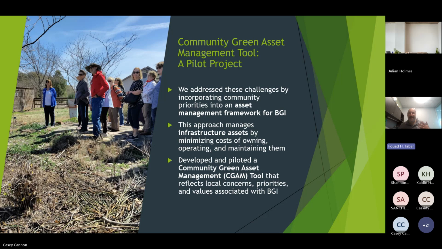And so by having these people's involvement, we were able to reflect the local concerns and priorities of the citizens, and really had a better feel of values that people associate with blue-green infrastructure or green stormwater infrastructure.